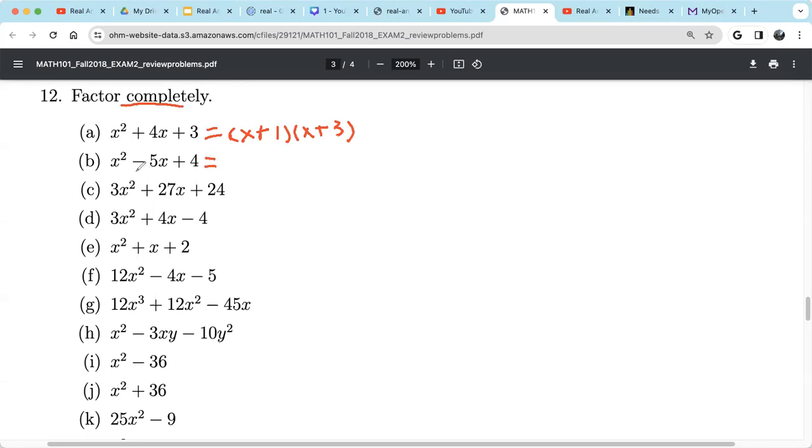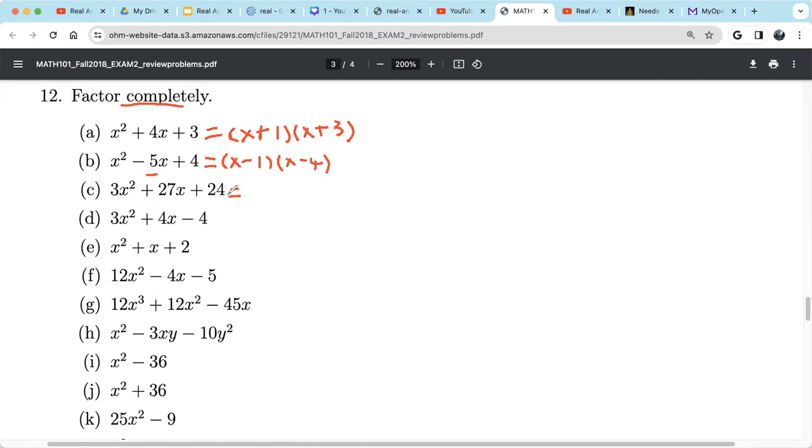Well, this one, the middle one is negative. That means two factors of 4 need to be negative. Well, that's -1 and -4, right? Because -1 times -4 is +4. -1 plus -4, that's -5x. That's how we get the middle term.